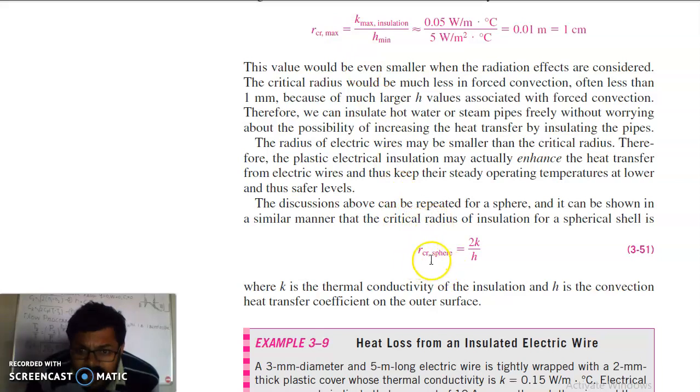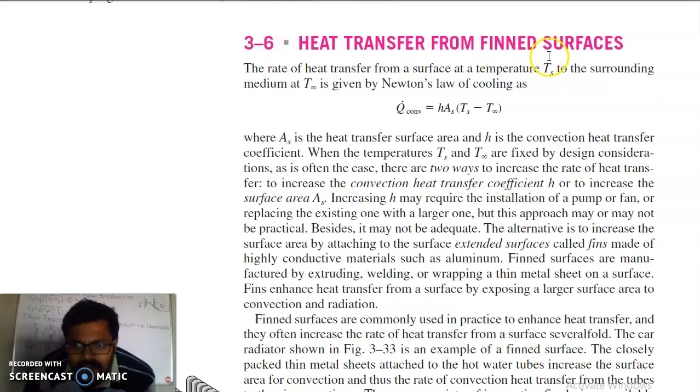In the case of a sphere, the critical radius is equal to 2k/h, for heat transfer from the finished surface. The rate of heat transfer from the surface at a temperature Ts to the surrounding medium at T infinity is given by Newton's law of cooling, which is h As (Ts minus T infinity). Usually surface temperature and T infinity are fixed. So how can you increase the convective heat transfer here? Either by increasing this h value, you can increase the convective heat transfer coefficient, or by increasing the area of the surface, you can increase the heat transfer.